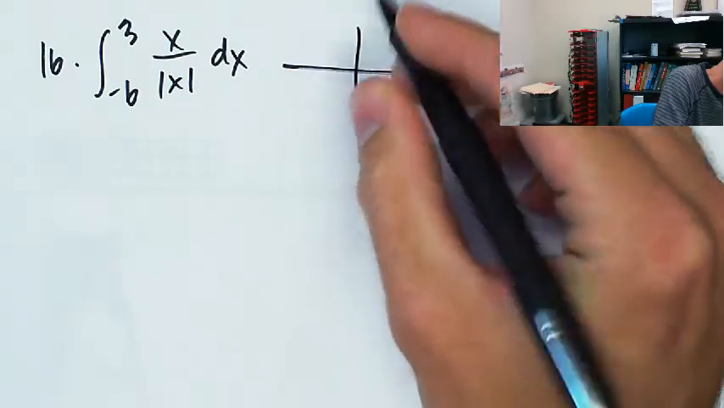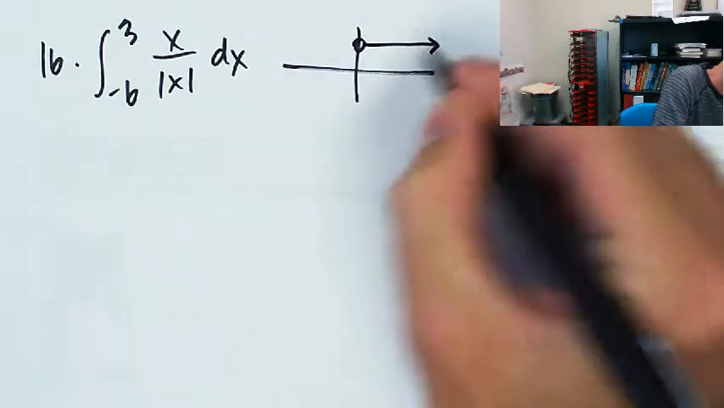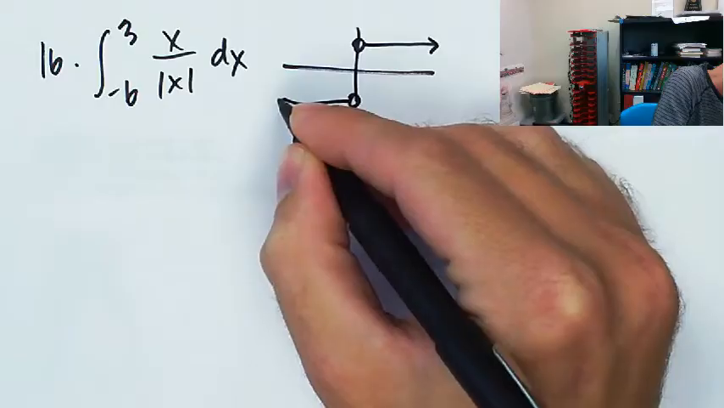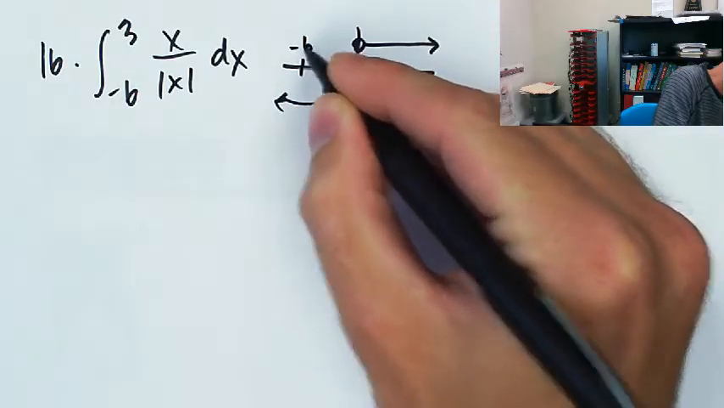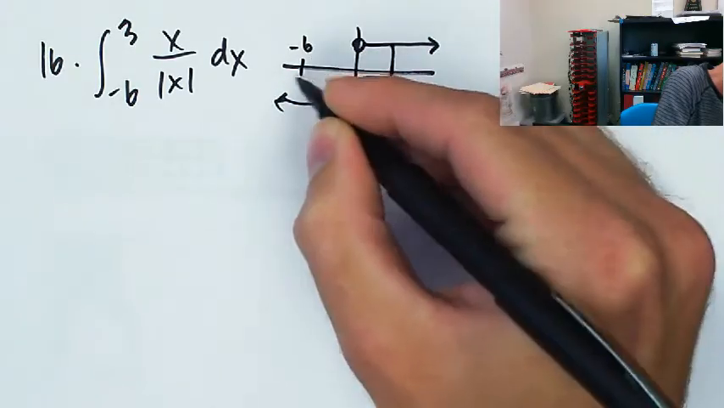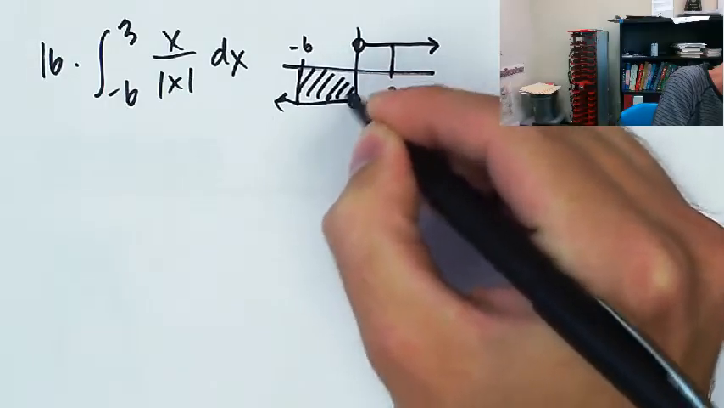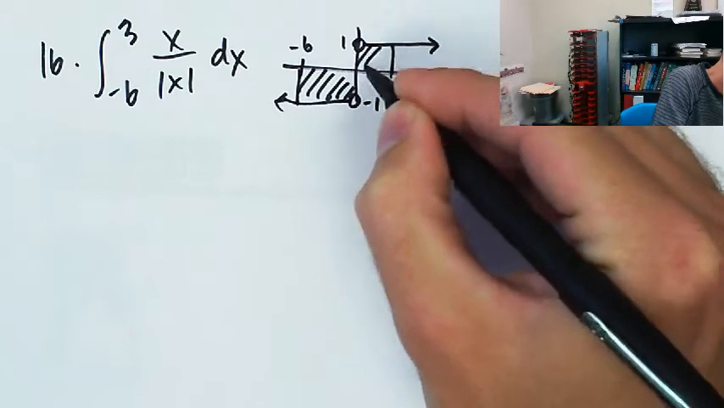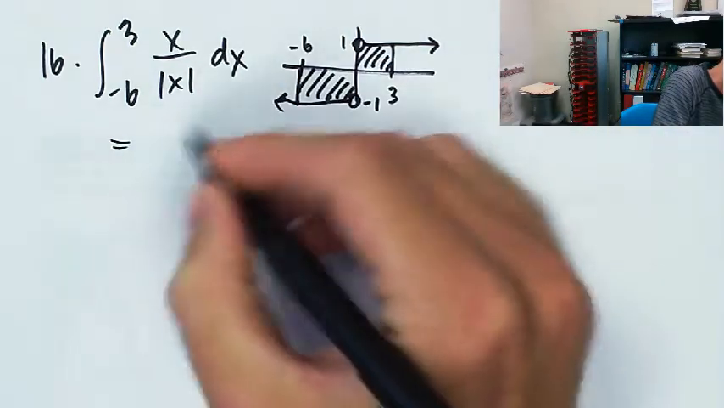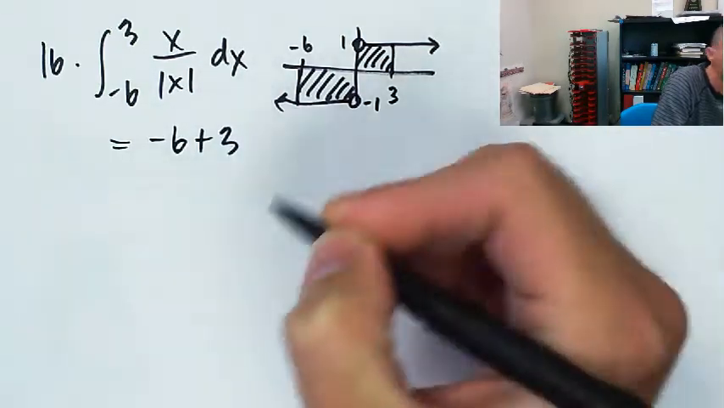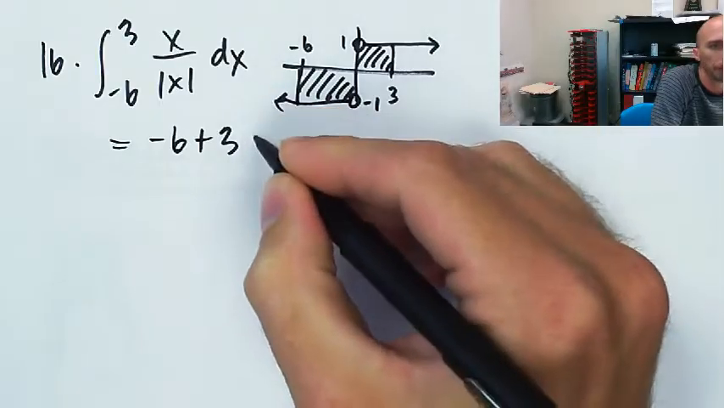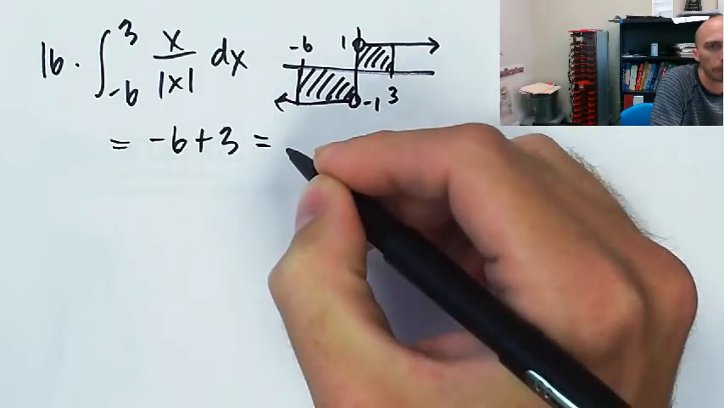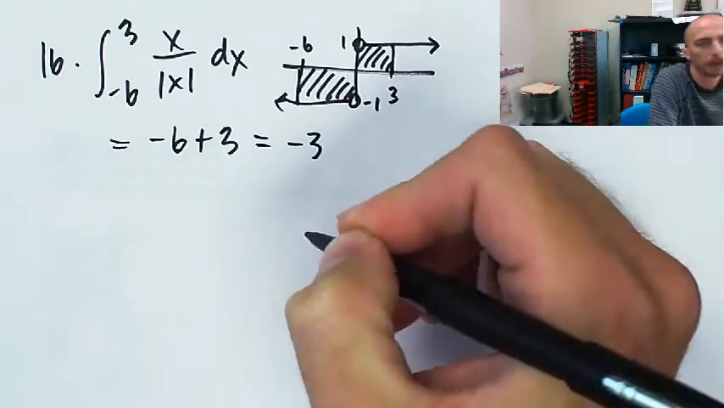That's the x-axis. Here's the y-axis. Absolute value of x divided by x looks like this. So maybe that's -6 and that's 3. Okay, so that will have area -6 because this goes down to -1. This will have area +3. And so this is equal to -6 plus 3. Okay, which is going to equal, hold on, -3.